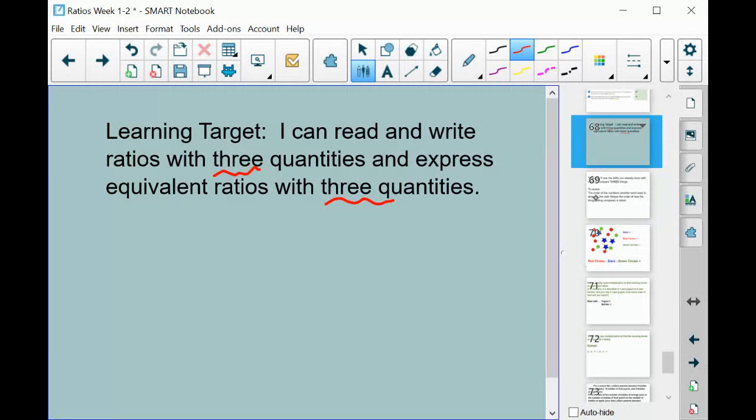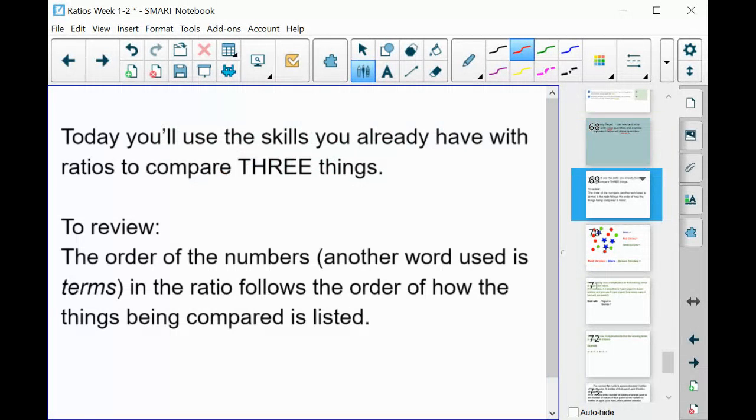of two. Okay, so just to remind you, you'll use skills that you already have with ratios to compare three things. The order of the numbers or the things that you are comparing matters. So pay extra close attention to that today.